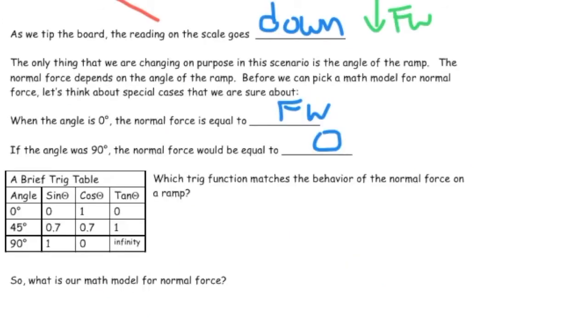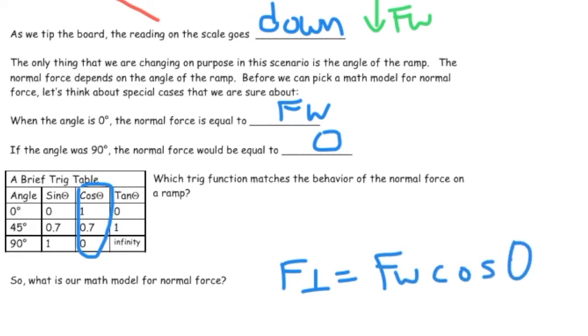Here's a brief trig table with the basic trig ratios. Which trig function matches the behavior of normal forces on ramps? The cosine function matches. It gives an answer of 100% at 0 degrees and 0% at 90 degrees. This means we can write our math model for normal force as normal force equals weight times the cosine of the angle of the ramp. Or we could use the mass and weight lab result to write it as normal force equals gm cosine theta.